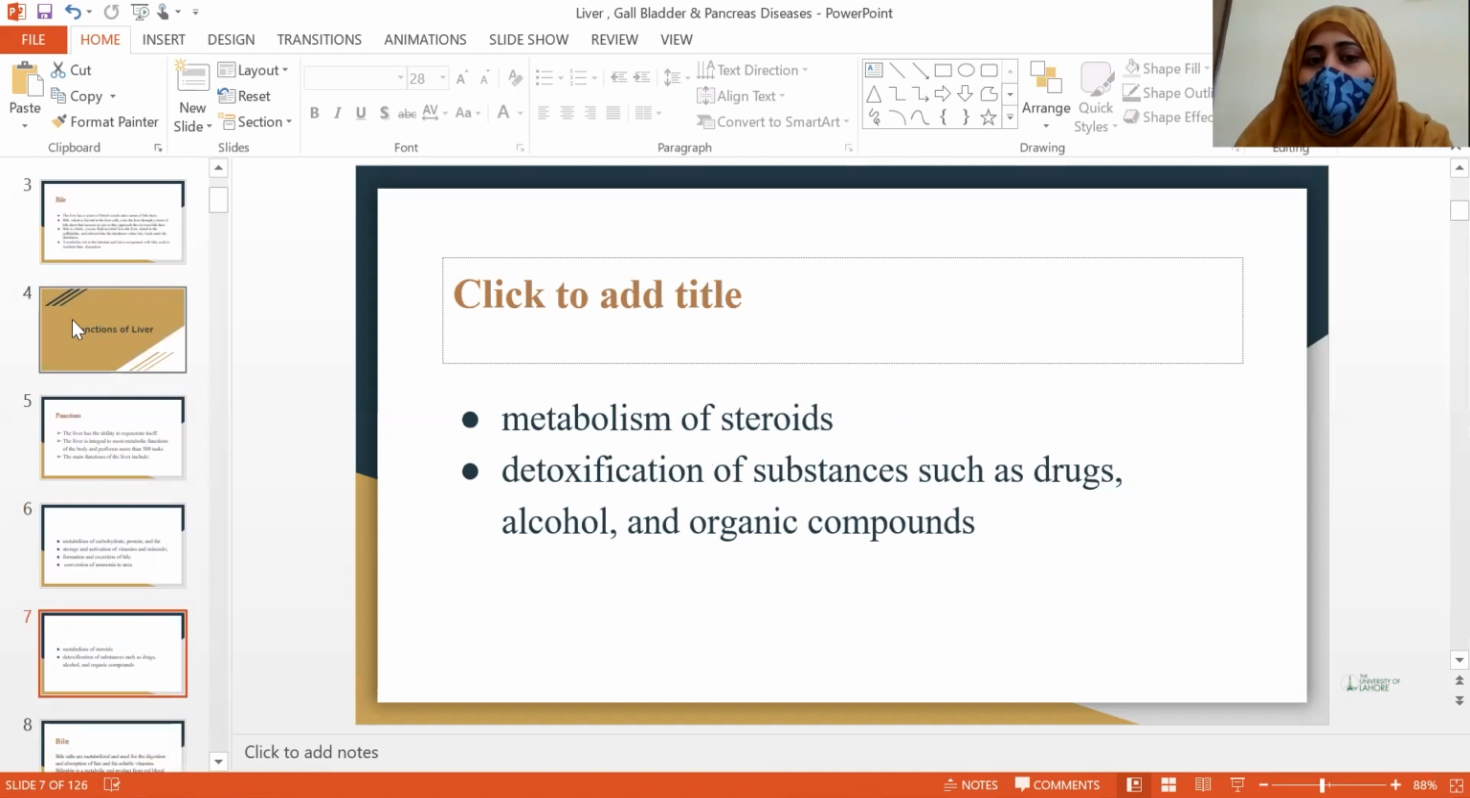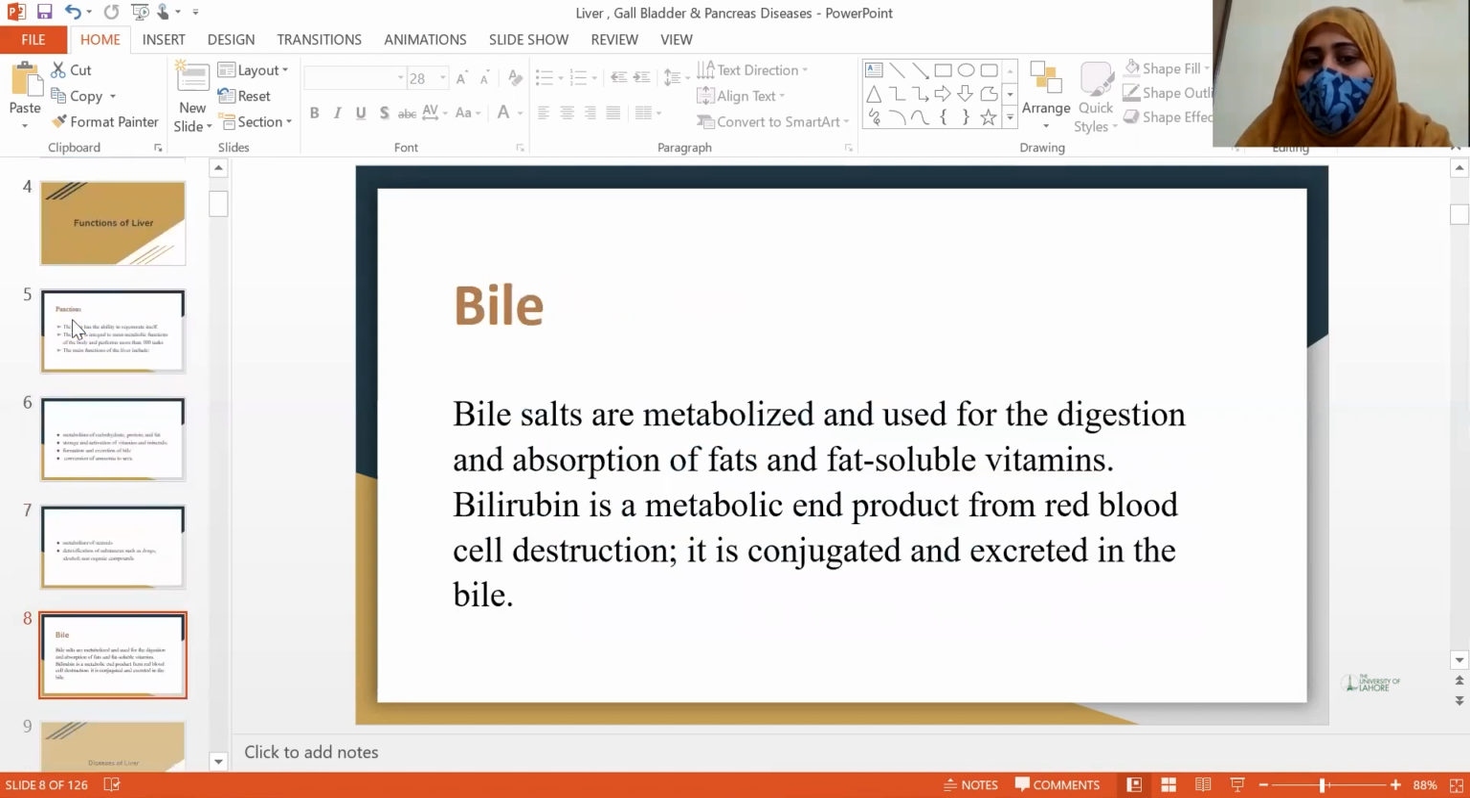It also metabolizes steroids, and detoxifies substances such as drugs, alcohol, and organic compounds. Bile salts are metabolized and used for the digestion and absorption of fats and fat soluble vitamins. As we know, fat soluble vitamins are A, D, E, and K. Bilirubin is a metabolic end product from red blood cell destruction. It is conjugated and excreted in the bile.